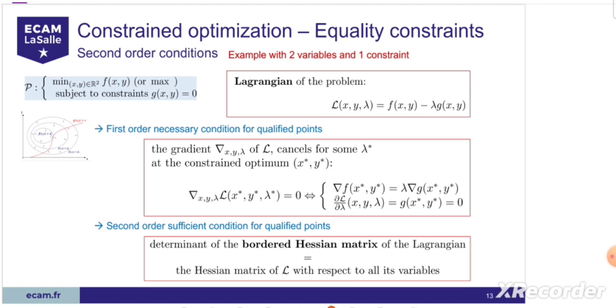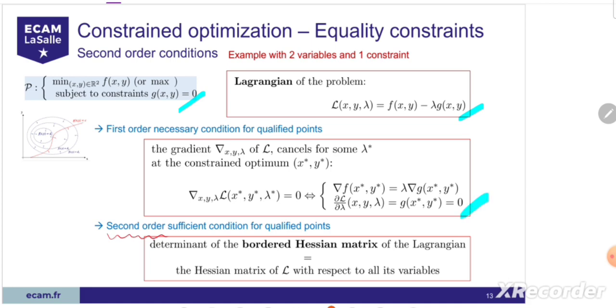But if you are in a slightly more complicated setting and you still want something that gives you the nature of the critical points you have found, we're going to have second order conditions, just like when we were doing unconstrained optimization. So we have this optimization problem: minimizing a function f subject to one constraint g of xy equal to 0. We write the Lagrangian.